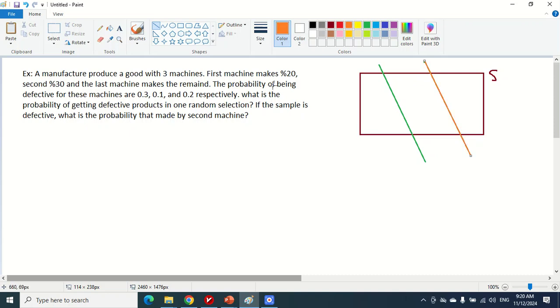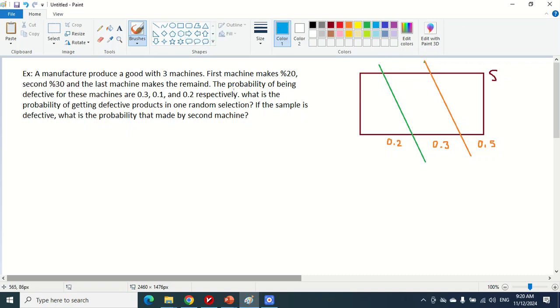So the percentage of each is given as follows. Machine 1 made 20%, so the probability of making by the first machine is 0.2, for the second machine it is 0.3, and the remaining 0.5 is made by the last machine. So these are the probabilities of making the products of that manufacturer.